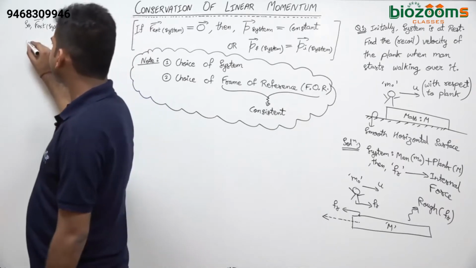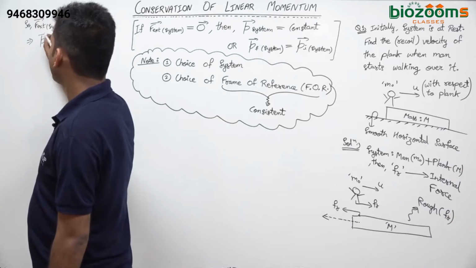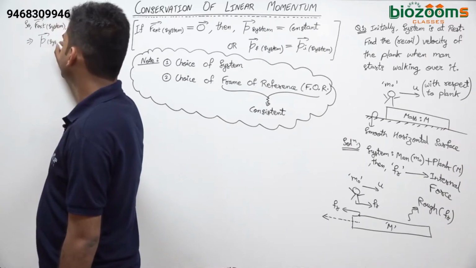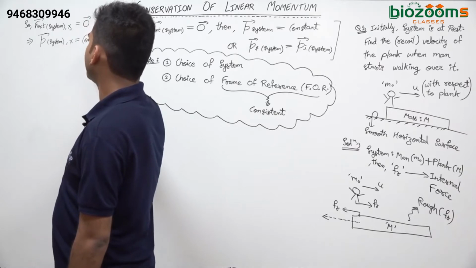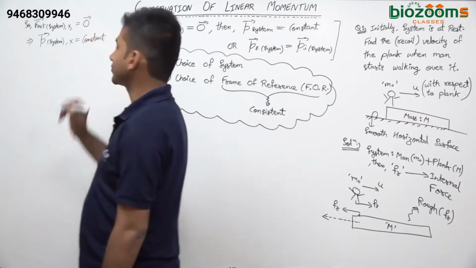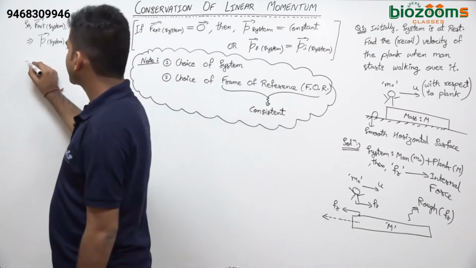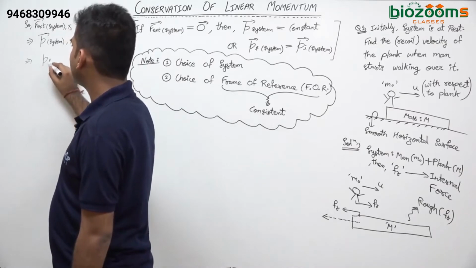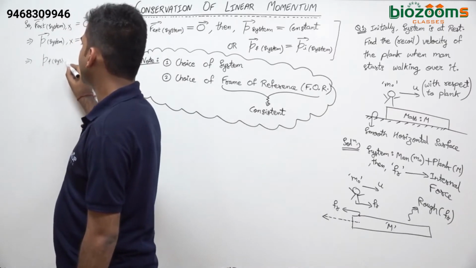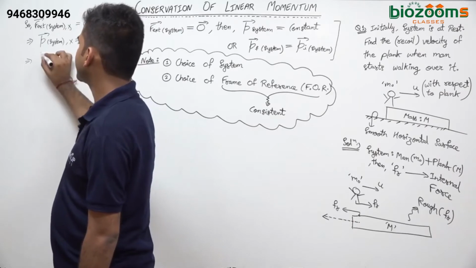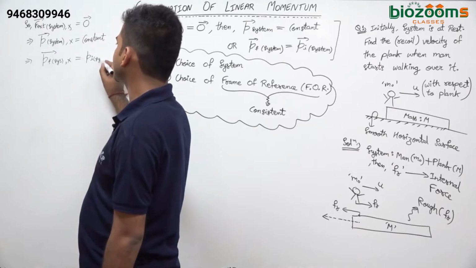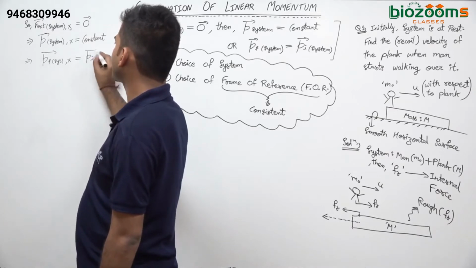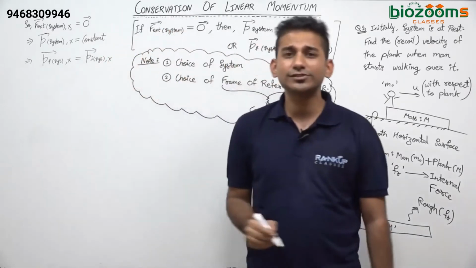In that case, we can simply say that the momentum of the man plus plank system in the horizontal direction is going to be constant. Fine. And if it is constant, can we also write that the final momentum of the system in the horizontal direction, it must be a vector quantity, right, has to be equal to the initial momentum of the system in the horizontal direction? But what is the initial momentum of the system?